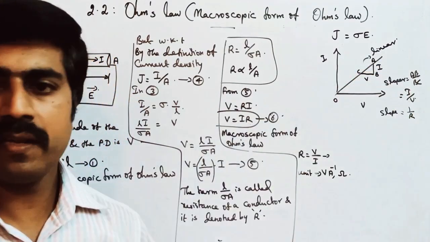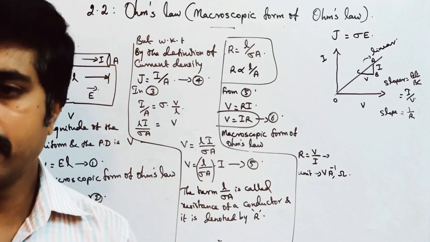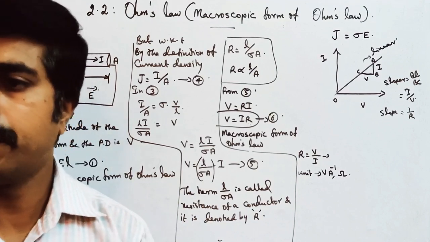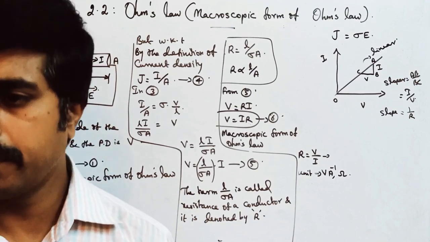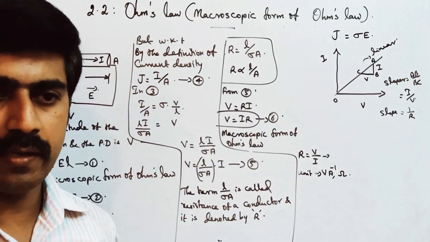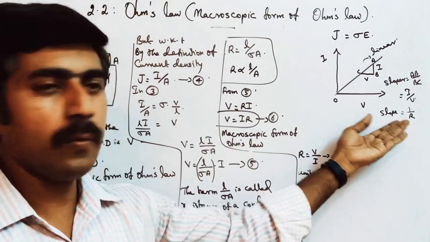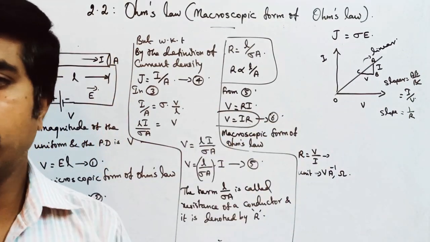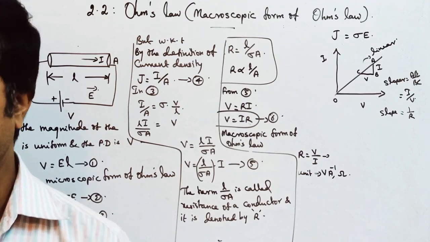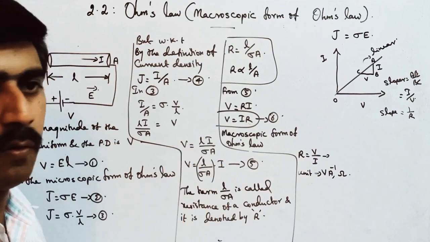In a straight line, the slope has one value. So the materials that obey Ohm's law have a linear, straight line equation, with constant slope. The character of such materials is the ohmic character, which obeys Ohm's law.